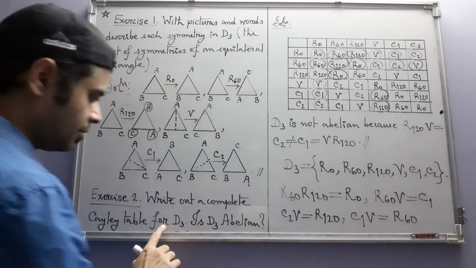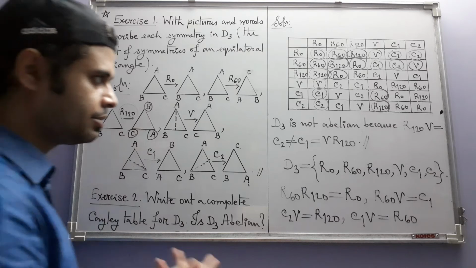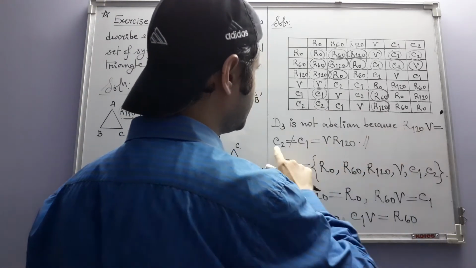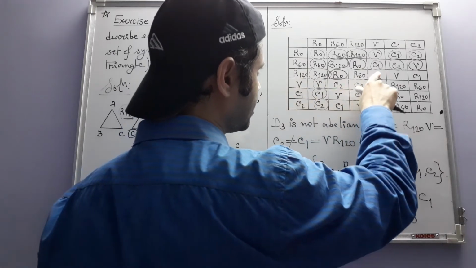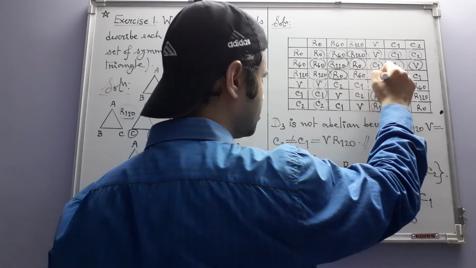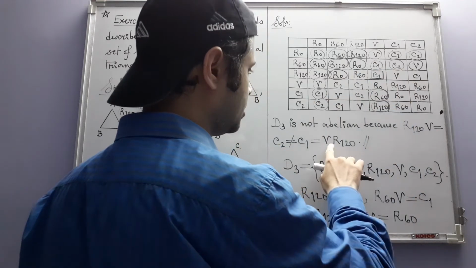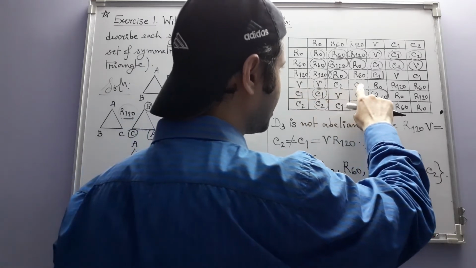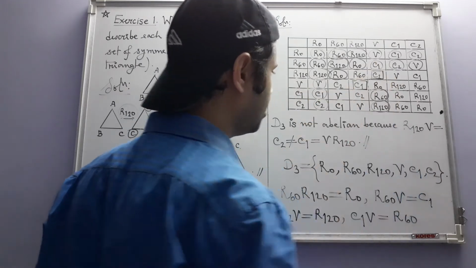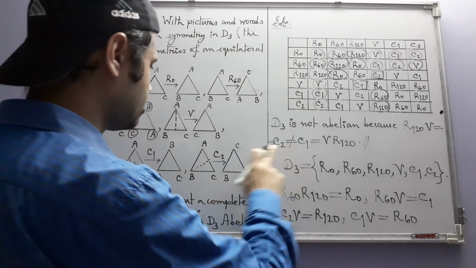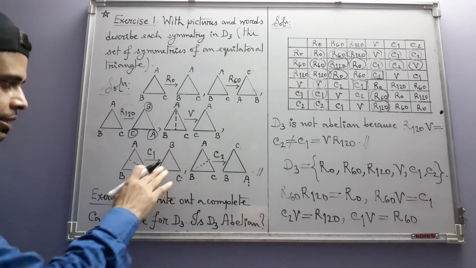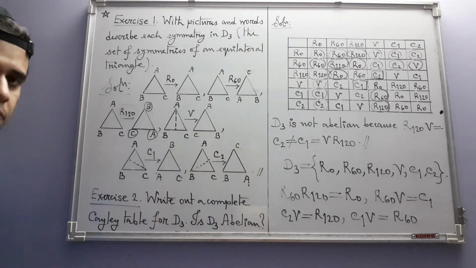Now next, is D3 abelian? D3 is not abelian because you can see from the table R120 V is C2. In the column of V, for R120 you have C2, whereas if you change the order, V R120 is C1, and C1 and C2 are not equal. Here you have B, here you have C, so it's not abelian.